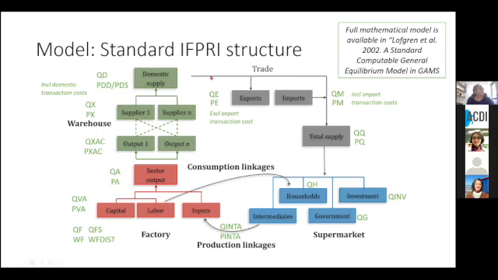The model also distinguishes between export and import prices, which also account for transaction costs related to these. Import prices are combined with domestic demand prices to get to the composite price, which is what the final users pay at the supermarket level.